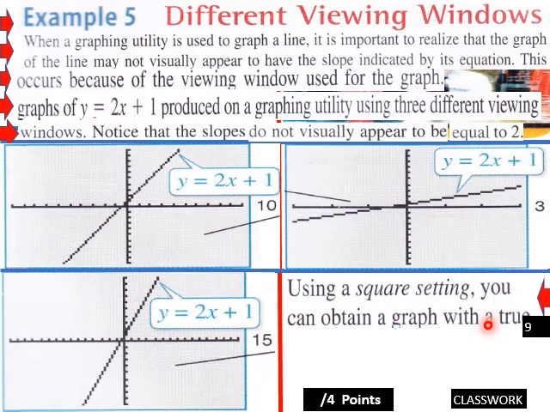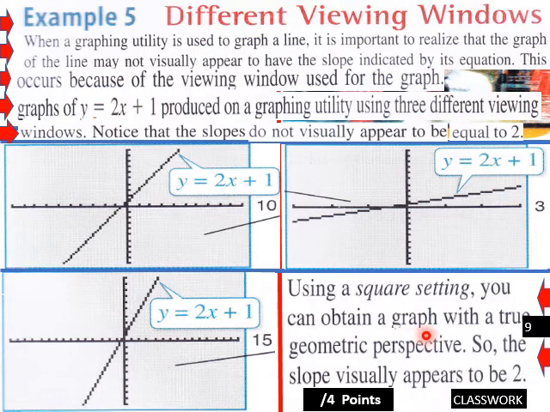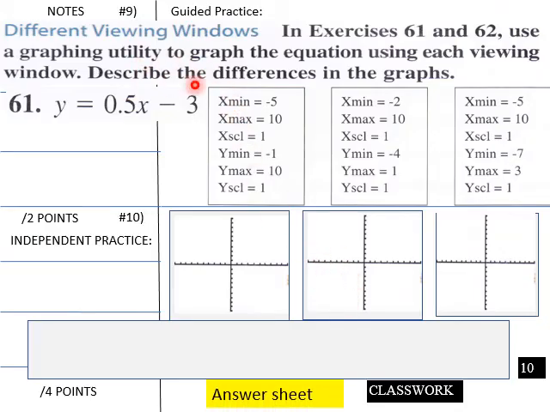So using a square setting, you can obtain a graph with a true geometric perspective. And this is like 15 here and 10, so you come out 15, and it makes it appear steeper now. Then this here is more authentic. Okay, let's try one: 0.5x minus 3. Describe the differences of the graph. So we have these settings here for this function. Which one is going to make it look more authentic on your graphing calculator?